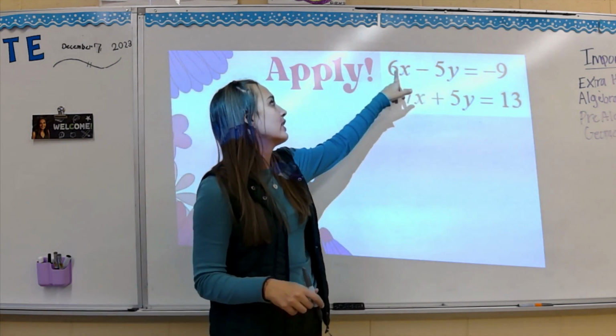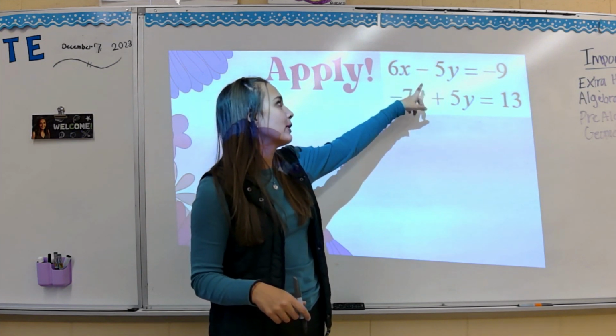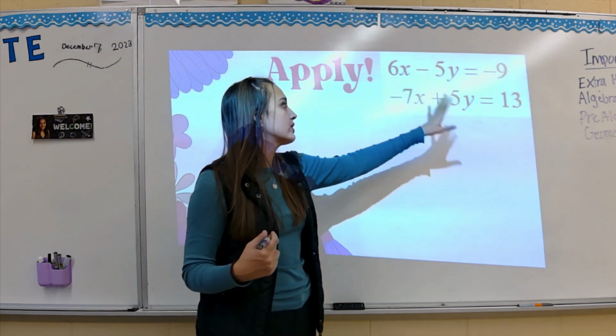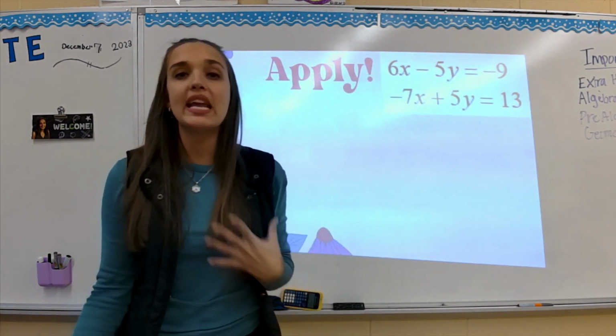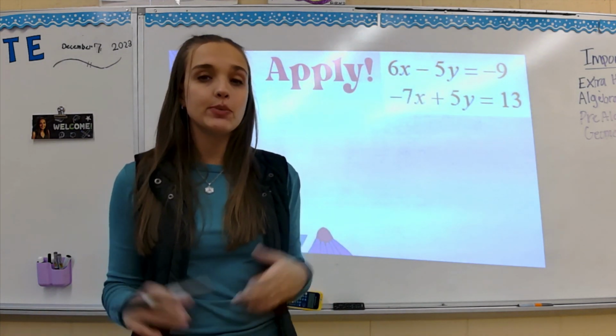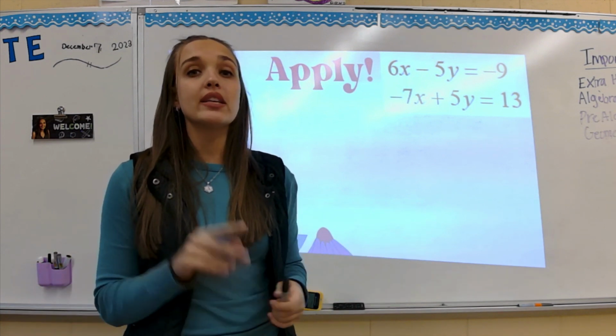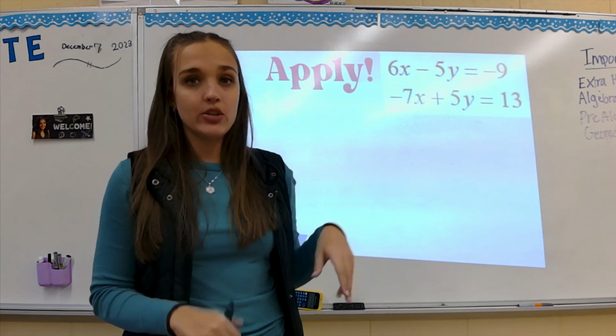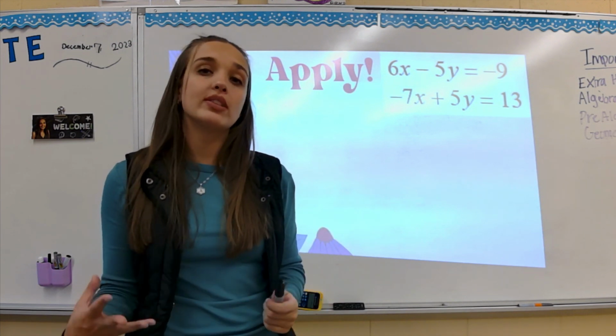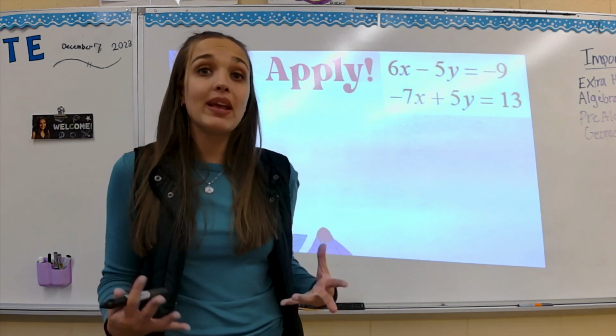So negative 9 divided by 6 is a fraction. Negative 9 divided by negative 5 is a fraction. 13 divided by negative 7 is a fraction, and 13 divided by 5 is a fraction. So we can't avoid the fractions for our constants, which is okay. So now we're going to isolate one of the variables. We're going to get one of them by themselves. And we can choose any of these. No matter which one you choose, as long as you do the steps correctly, you'll still get the same answer.